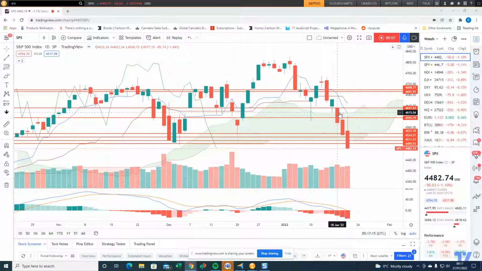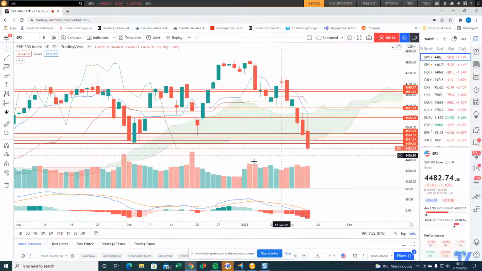We've lost support at the top end of the cloud. That support test failed. The S&P then sliced right through the bottom end of the cloud. That cloud chart support level there, these levels did not hold. The 4511 and this cloud chart level of 4,500 failed.